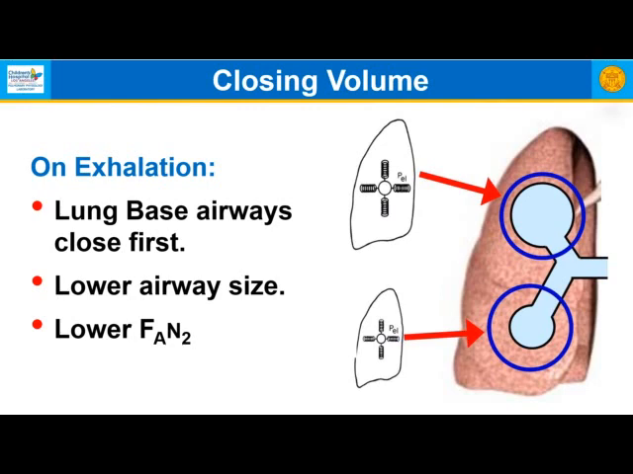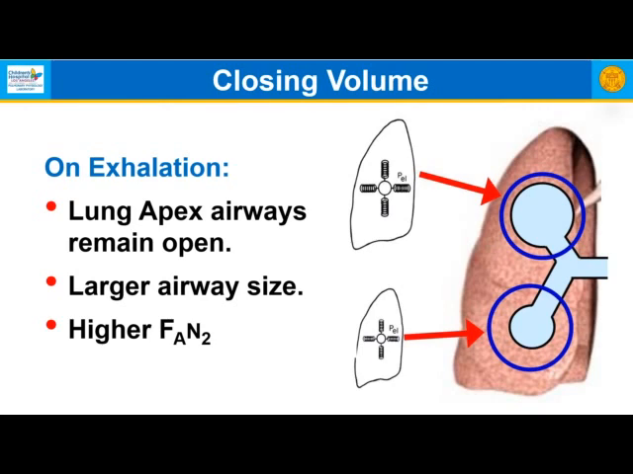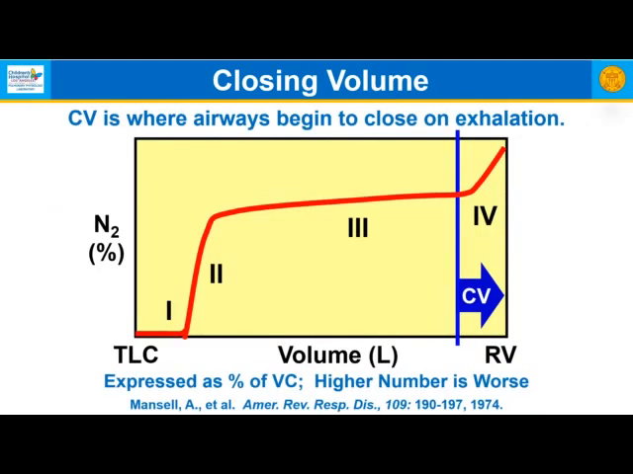Now one starts to exhale. The lung base airways close first. Remember, first in, first out. Best ventilated airways open first on inspiration, close first on exhalation. So these airways close because there's lower airway size. These have the lower nitrogen concentration, all right? So now the only nitrogen contributing is in the upper airways, which remain open and have a higher nitrogen concentration. And that's what causes that blip upward. So basically where this occurs, it means that airways in the base have started to close.